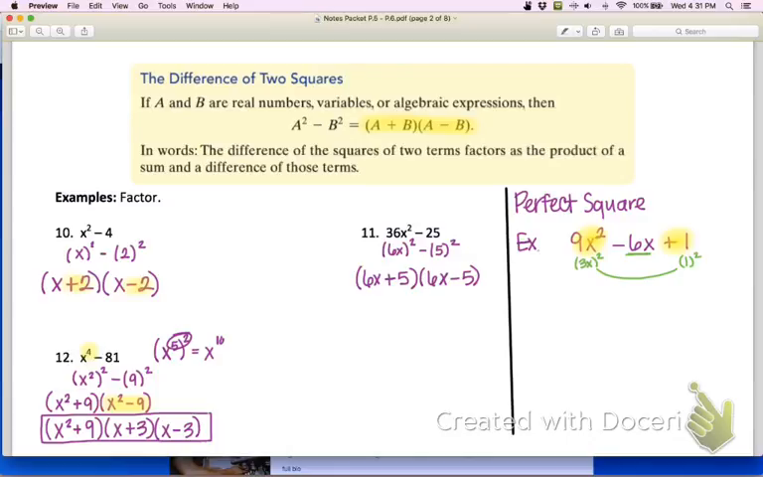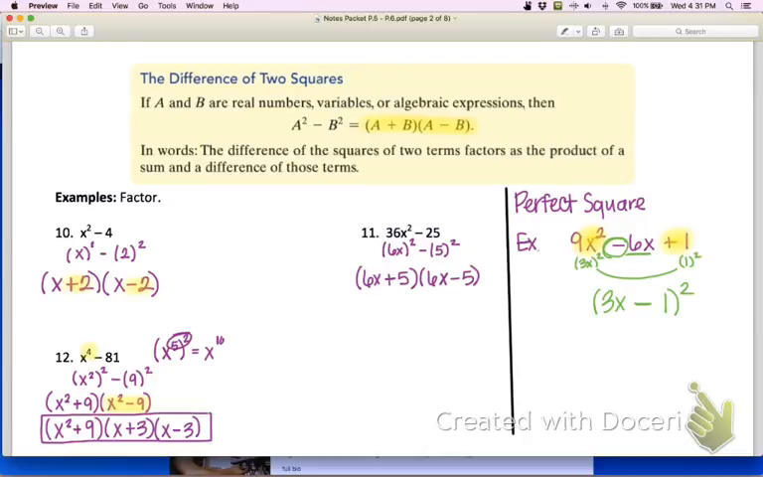So that tells me that this is going to factor to have a 3x and a 1 squared. And then remember, this is the sign that it always comes from. So this would be our factors. You have to make sure that you check that middle term.